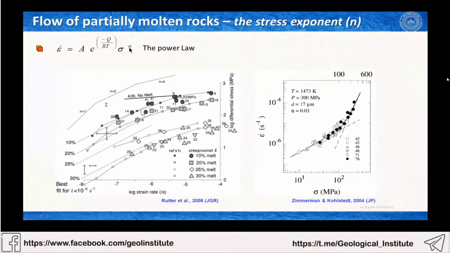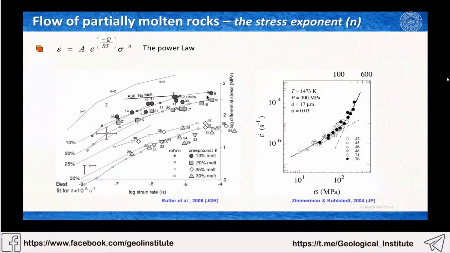The importance of N is that if N is 1, then this is a linear equation, and if N is greater than 1, then it is a nonlinear equation and the flow is non-Newtonian. If it is 1, then the flow is Newtonian. Experimentalists determine this N value by running experiments, because if you transform this equation into logarithmic form, N becomes the log of strain rate divided by the log of stress. And this is what people tried in different ways.